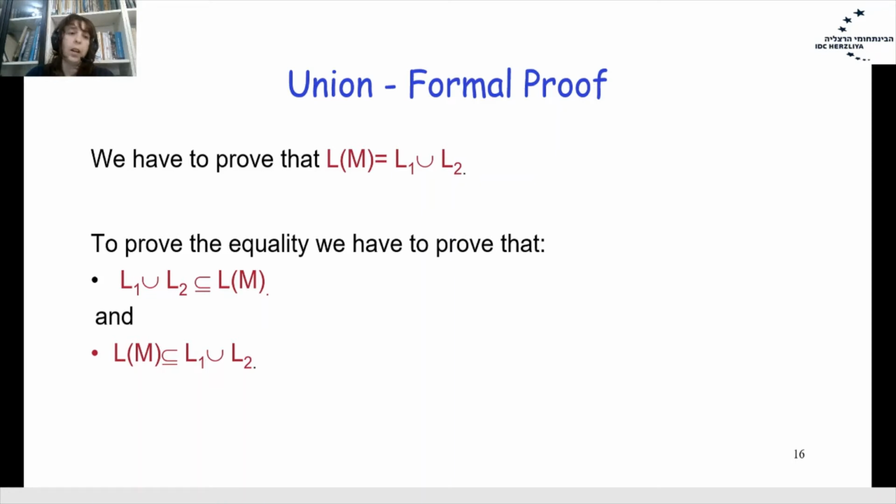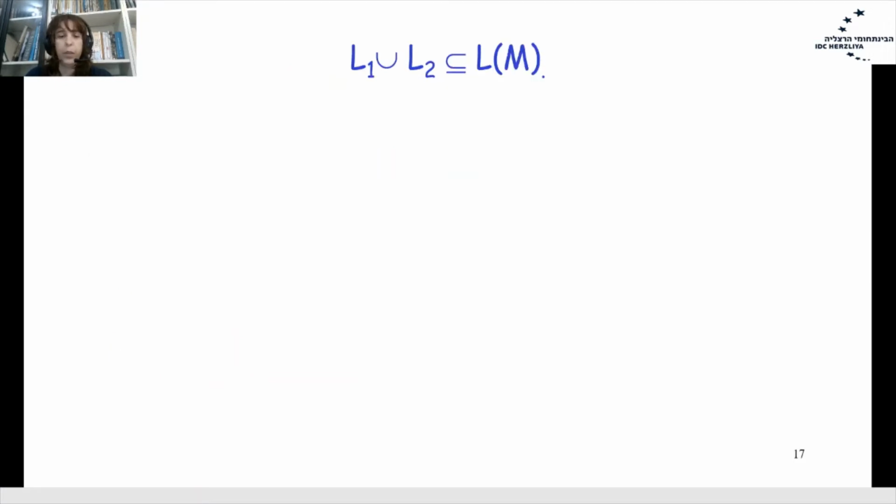And we will prove this equality by bidirectional inclusion. We will start with the word W belonging to L1 union L2, and we will prove that it is included in LM. And then we will do the second direction. We will start with the word W belonging to the language of machine M, and we will prove the inclusion in L1 union L2. So let's start the formal definition.